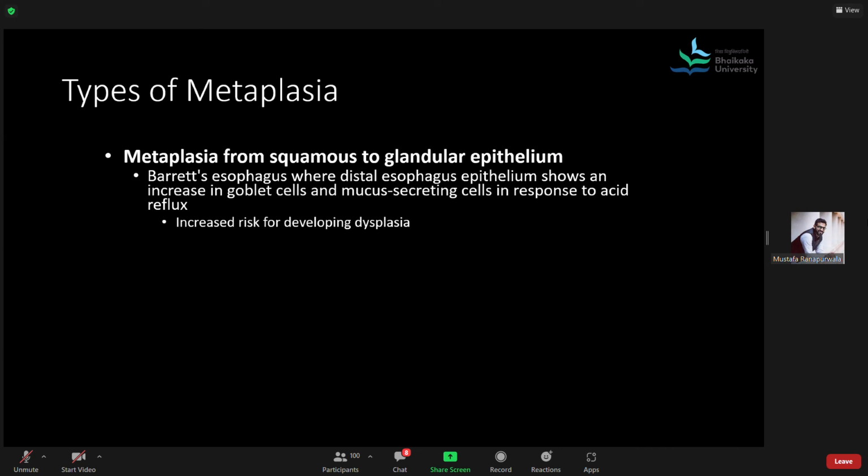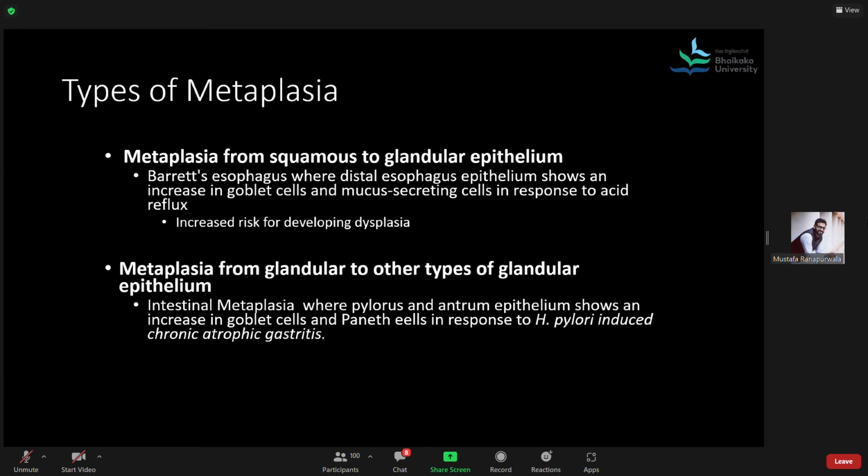Okay. Another example, if I can have in the reverse type, is where one glandular epithelium is converted to another glandular epithelium. Something that we see in the stomach pylorus of individuals who suffer from H. pylori infection, right? Now, H. pylori classically gives you chronic atrophic gastritis, right?